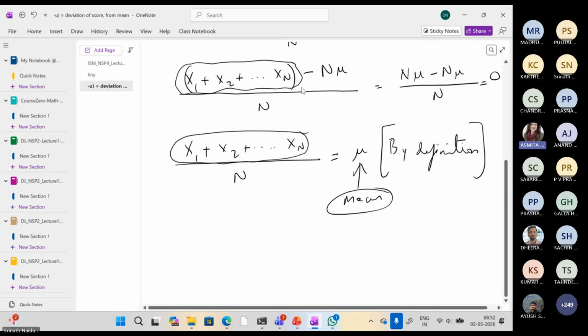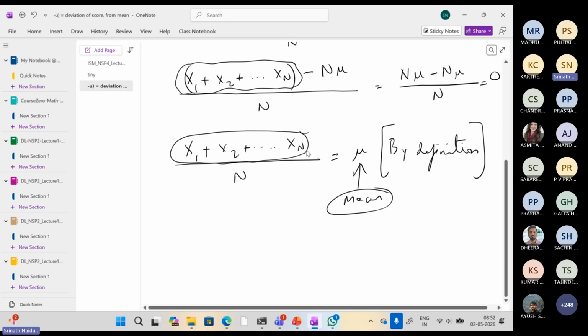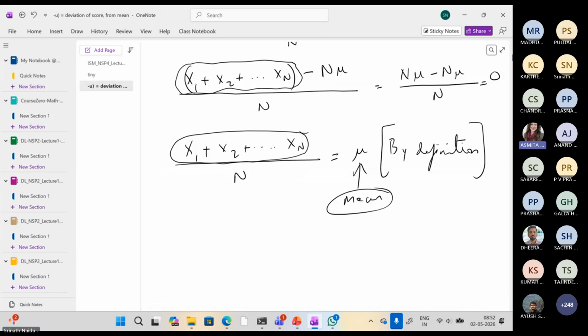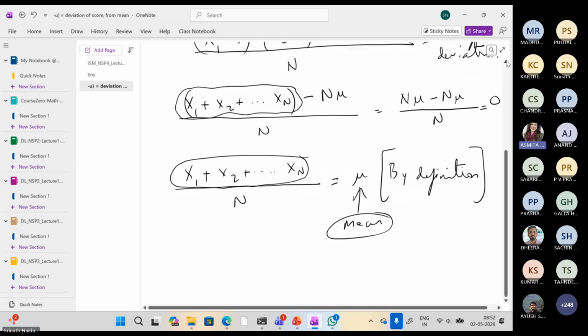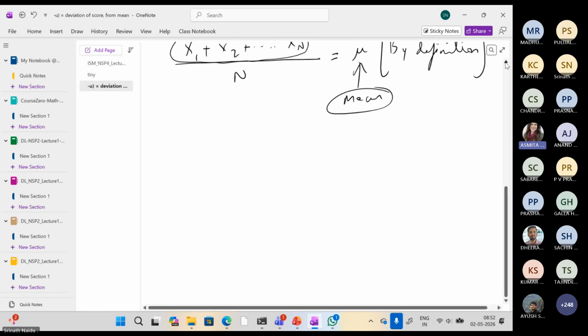So once you divide x1 plus x2 plus xn by n, you get mu. Which means x1 plus x2 plus xn will be n times mu, right? So it is n mu. So I put n mu here. But you have written n mu minus n mu divided by n again, which is equal to 0. But you have already divided by n right before.